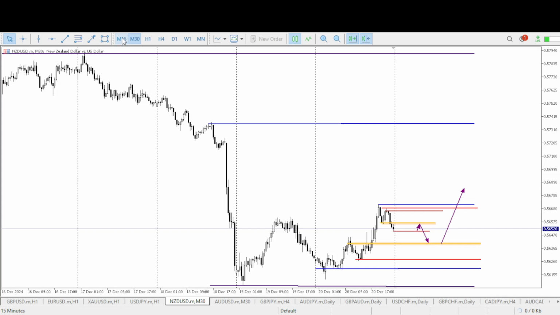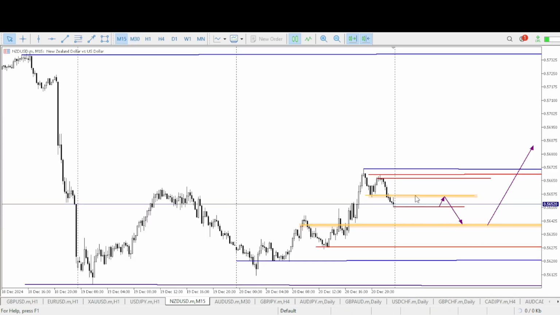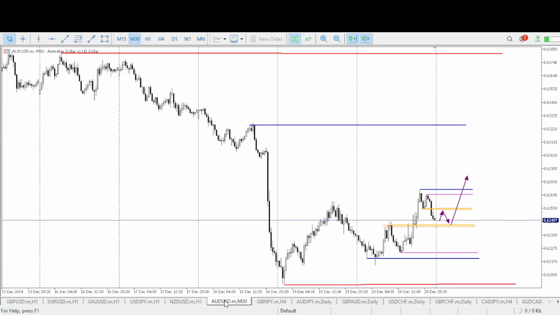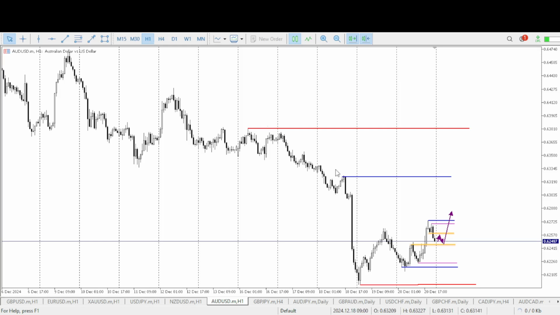So if I switch to the 15 minutes, you can see it clearly. We're waiting for a little pullback around these areas before pushing to the downside, then having a major movement to the upside, guys. So that is all about this pair, NZD/USD. Another pair is AUD/USD. The same thing that I'm anticipating in NZD/USD. I'm waiting for a little pullback, okay, and a quick scalp for selling, and then waiting for a major movement to the upside. So that is all about AUD/USD, guys.